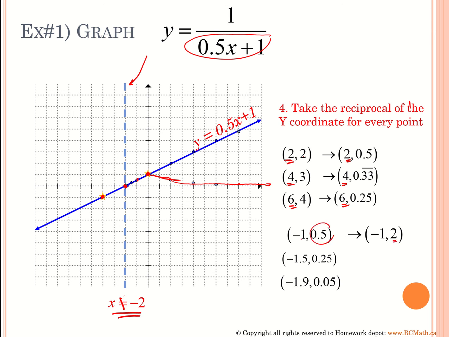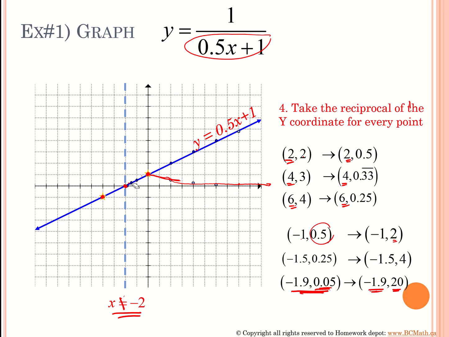Okay, and the next one is, hey, this point here is -1.5 and 0.25. So even closer to the x-axis. So that point becomes -1.5, 4. So that means that, hey, it'll be much higher. And last one is this point over here is -1.9. Very close to the asymptote and the x-axis, where the y value is 0.05, and then if you take the reciprocal of them, the y value becomes 20.